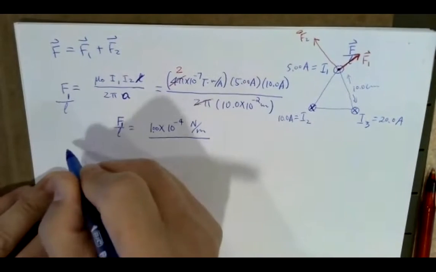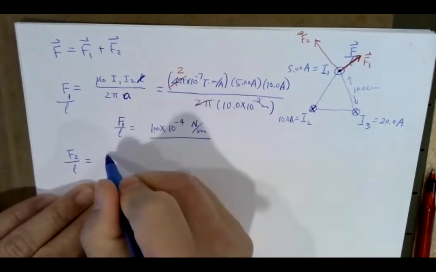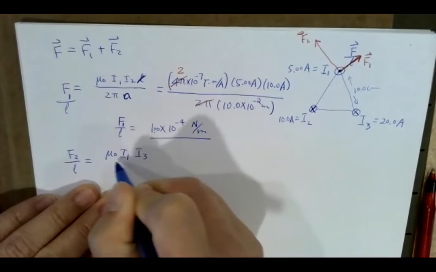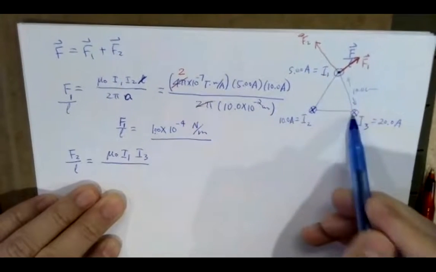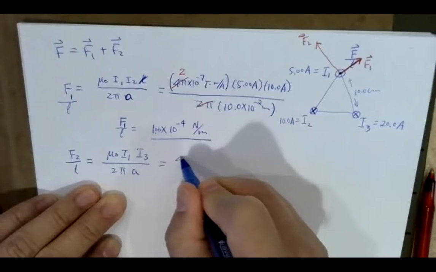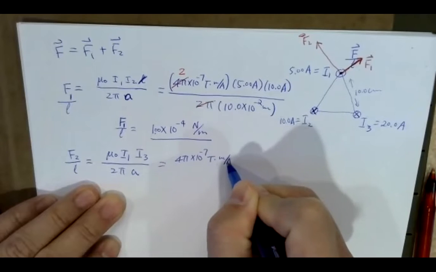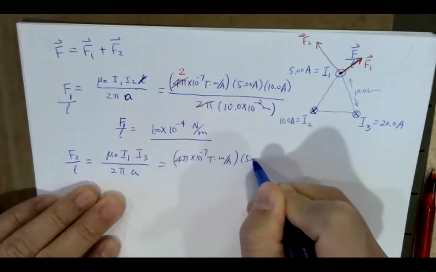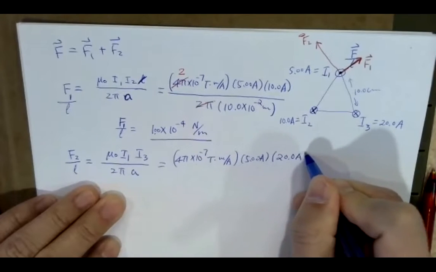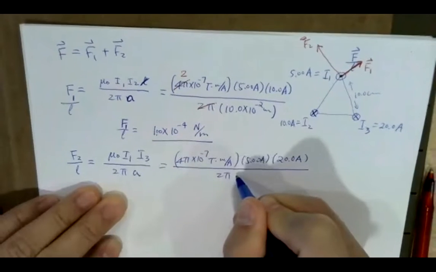Now you can also calculate F2 divided by L, F2 per meter. This time it will be mu naught I1 and I3 over 2 pi A, because between I1 and I3 that's the same. So 4 pi times 10 to the minus 7 T meters over A, times 5 amps and 20 amps.